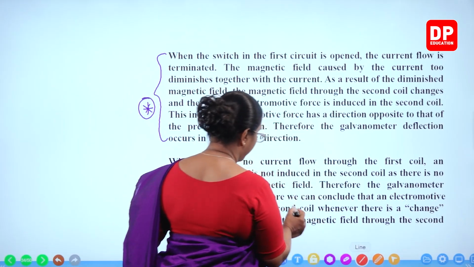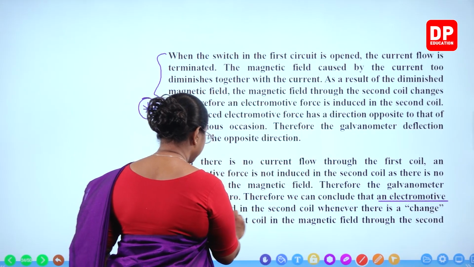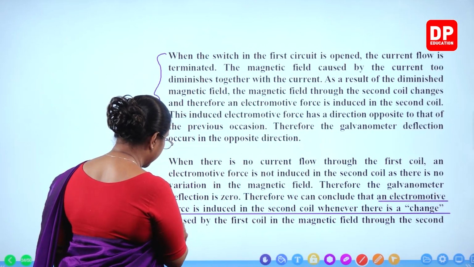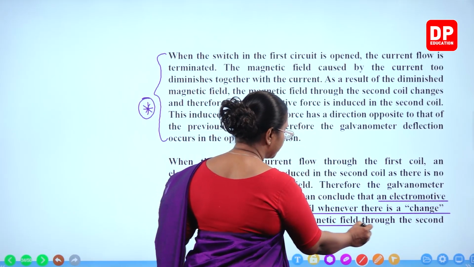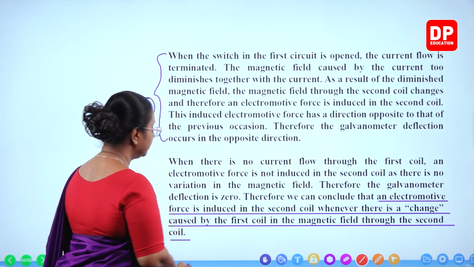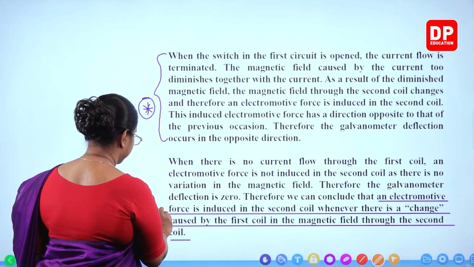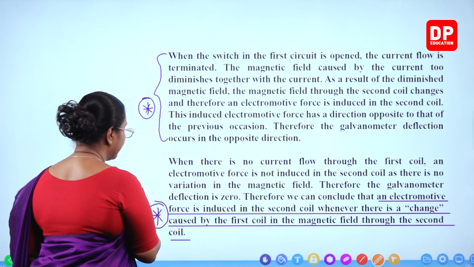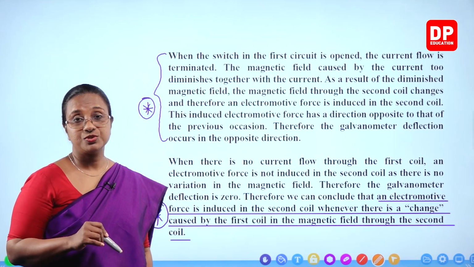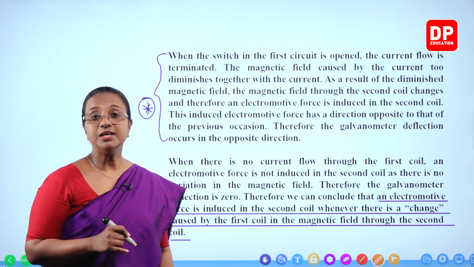That's very important. An electromotive force is induced in the second coil whenever there is a change caused by the first coil in the magnetic field through the second coil. So, only when there is a change. Otherwise, there is no induced electromotive force. Is that clear? So, with that, I'll move on to the next slide.